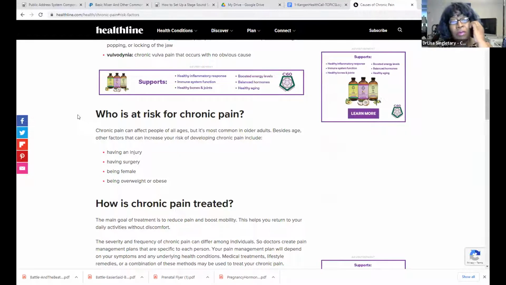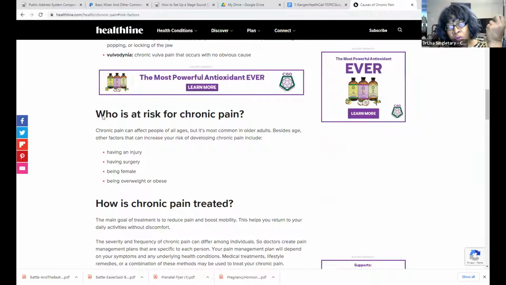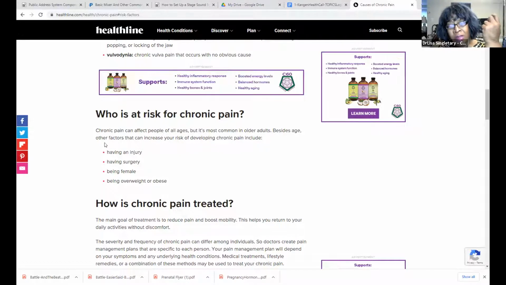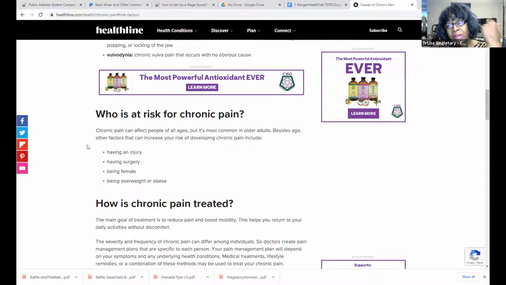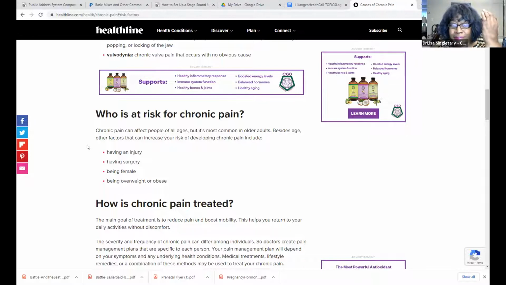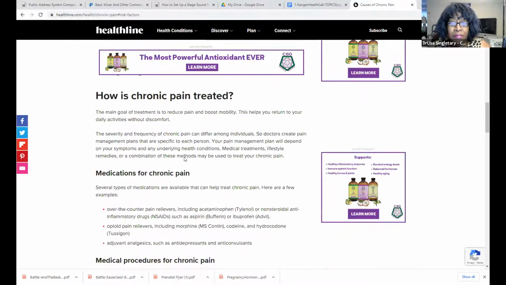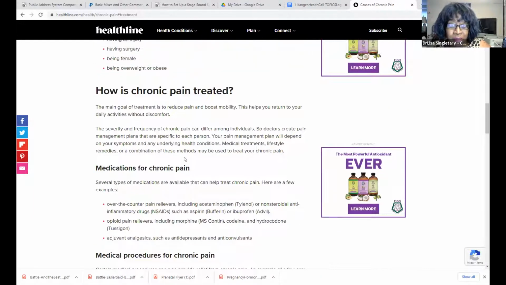Who's at risk for chronic pain? Chronic pain can affect people of all ages, but it's most common in older adults. Besides age, other factors that increase your risk of developing chronic pain include having an injury, having surgery, being female, being overweight or obese. I wonder if this article is going to have to be redone to be more politically correct, but that also caught my eye.